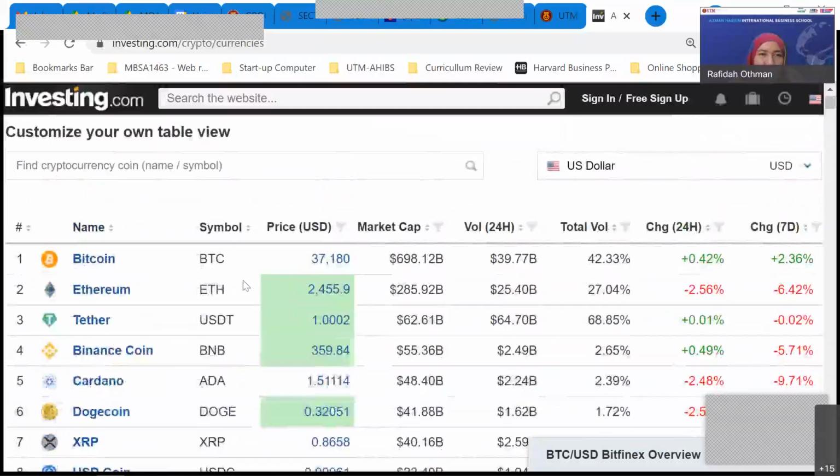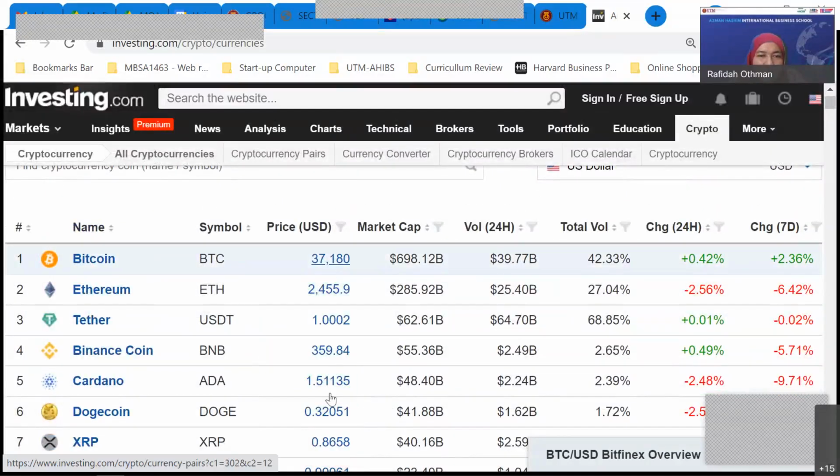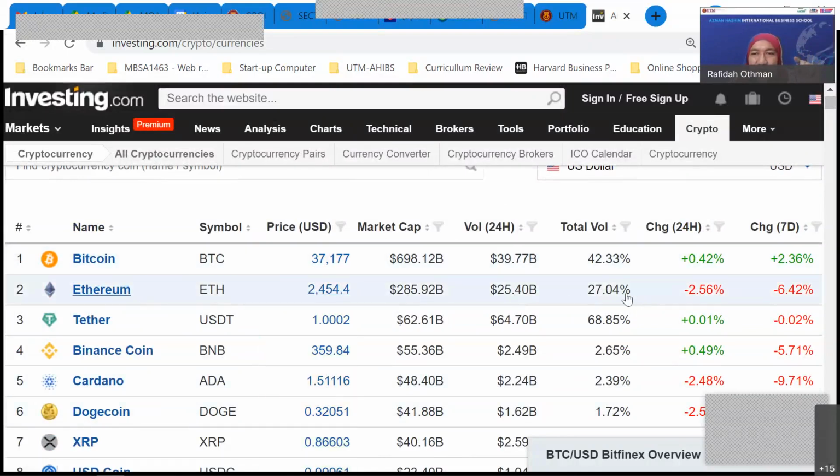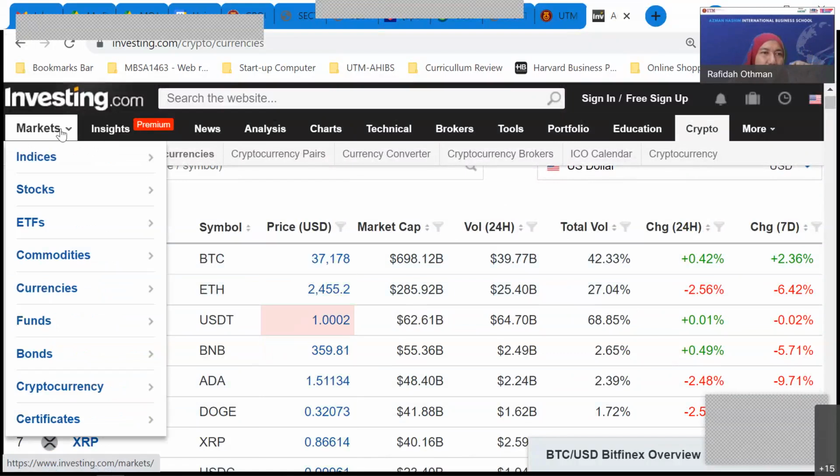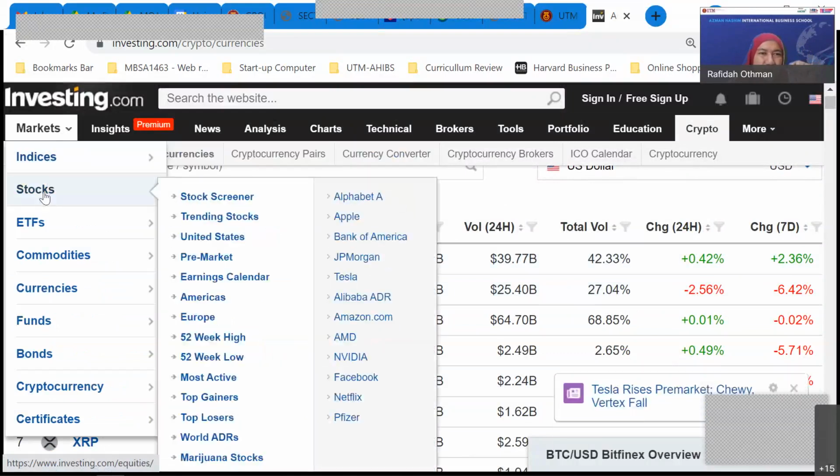So this is 37. It is still traded in the US because the US is still in trading hours, so you can see the colors changing. Red means it's going down. You can see that Ethereum is now falling, 2.56%. Okay, so let's look at the stocks.